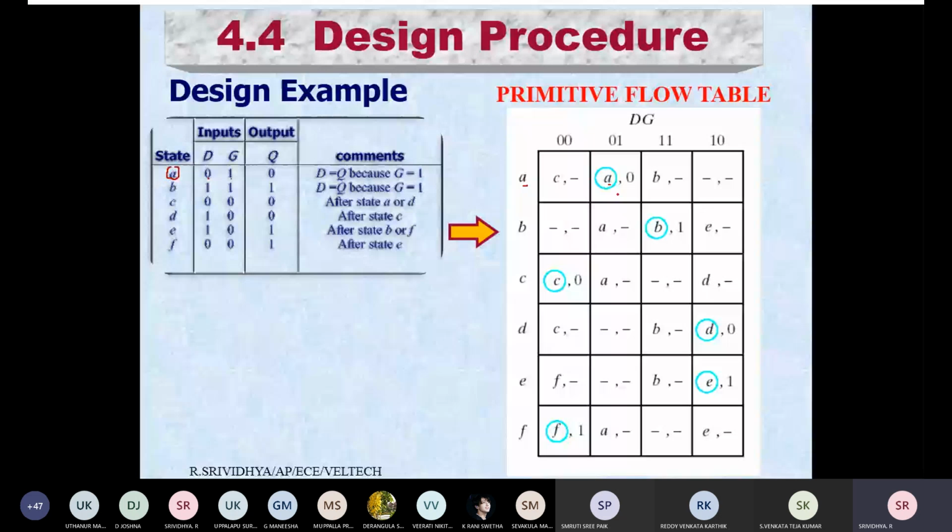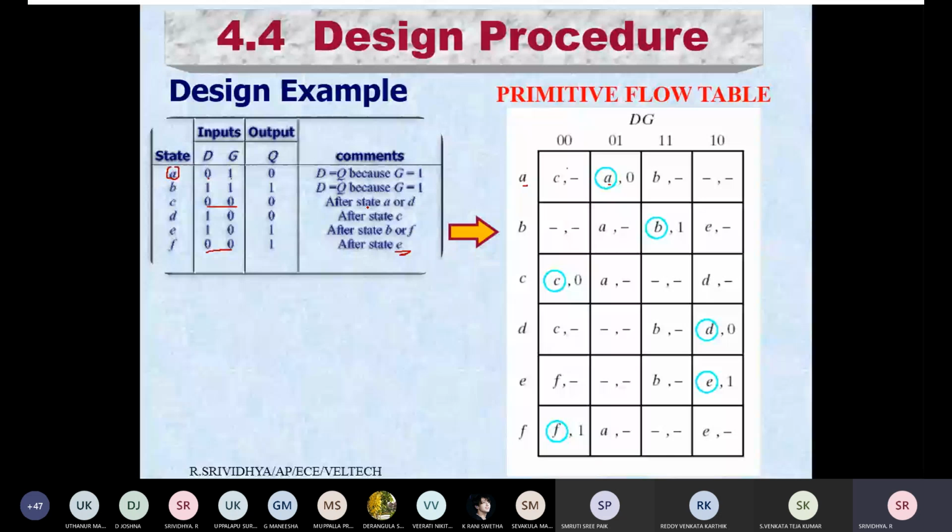Now coming back to this table. This 0, 0, you are finding in two positions, am I right? You are finding it for state C as well as for state F. But at present, which state are we in? At present A. Excellent. Now two combinations are present, so we go back to the comment: this is after state A or D, and this is after state E. Initially we are only in state A, so we cannot think about state E. The only possibility is C.